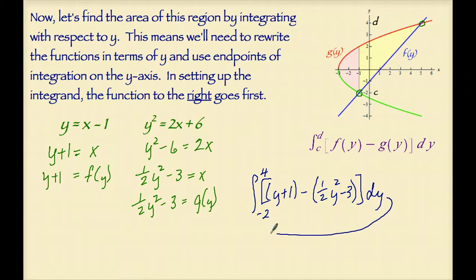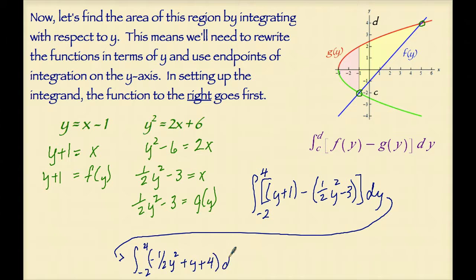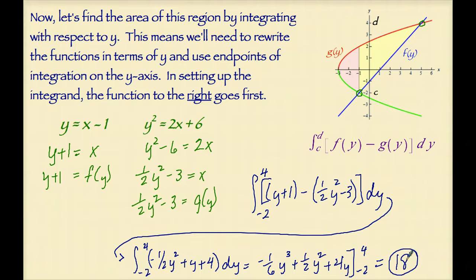Let's simplify this integrand. -2 to 4, -1/2 y squared plus y plus 4 dy. When we integrate, we'll get -1/6 y cubed plus 1/2 y squared plus 4y from -2 to 4. And when we evaluate, we get an area of 18.